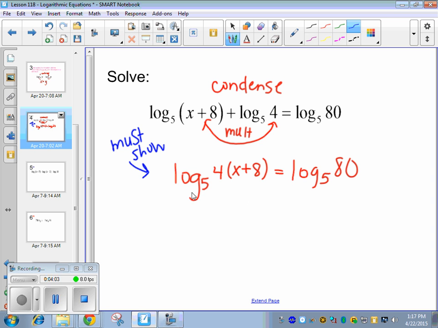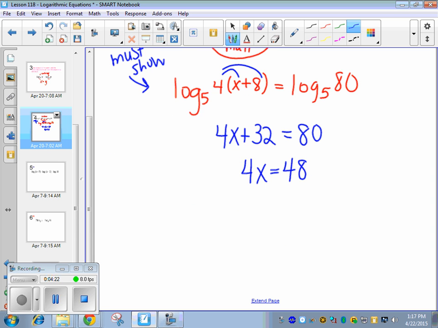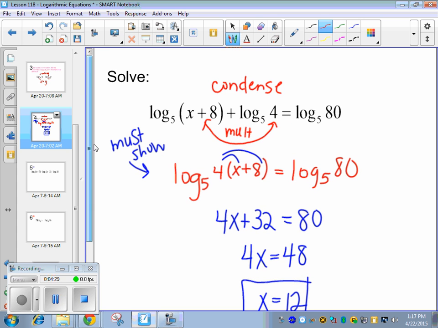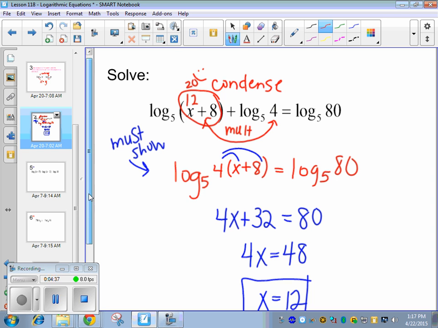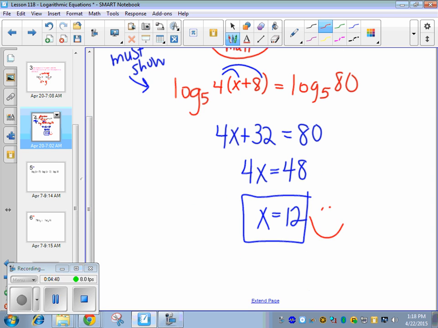Okay, then the next step is now we have the same log base 5s on both sides, so we can just set the arguments equal to each other. I went ahead and distributed that. Now subtract 32 from both sides and divide by 4, and we get an argument of 12. You do have to check your answer. You have to always have a positive argument. So if you plug in 12 here, you get a positive 20, so you're good to go. You can never have a negative argument, but this solution works because it gives us a positive argument.